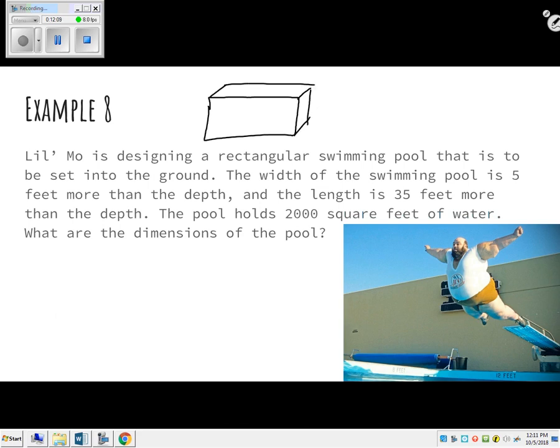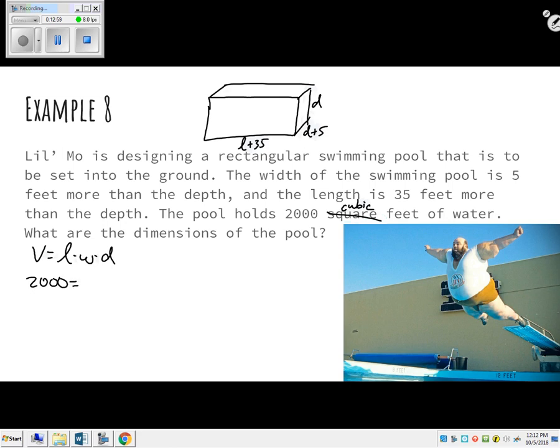All right, and it looks like we're basing everything off of the depth. The width of the swimming pool is 5 feet more than the depth. So here's the depth of it. So if the width is 5 feet more than the depth, I'm just going to take the depth and add 5 to it. While the length is 35 feet more than the depth. The pool holds 2,000. That should not be square feet. I apologize. I still need to change that. Cubic feet of water. I'm wanting the dimensions of this. We're talking about cubic feet. We're talking about a length, width, and height of a swimming pool. Then we're talking about volume, which is length times width, and in this case, times the depth.